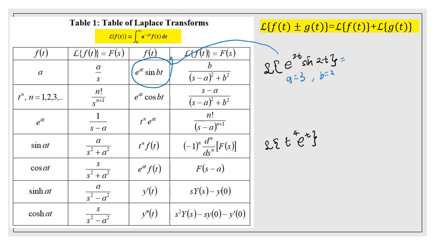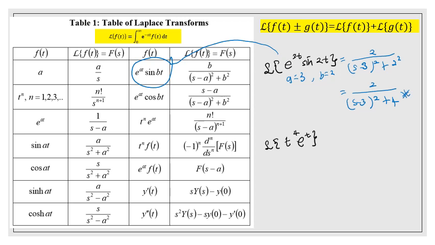So when we want to, we just have to substitute into the formula. So in this formula we have b equal to 2 over s minus 3 power 2 plus 2 power 2. Simplify: 2 over s minus 3 power 2 plus 4.